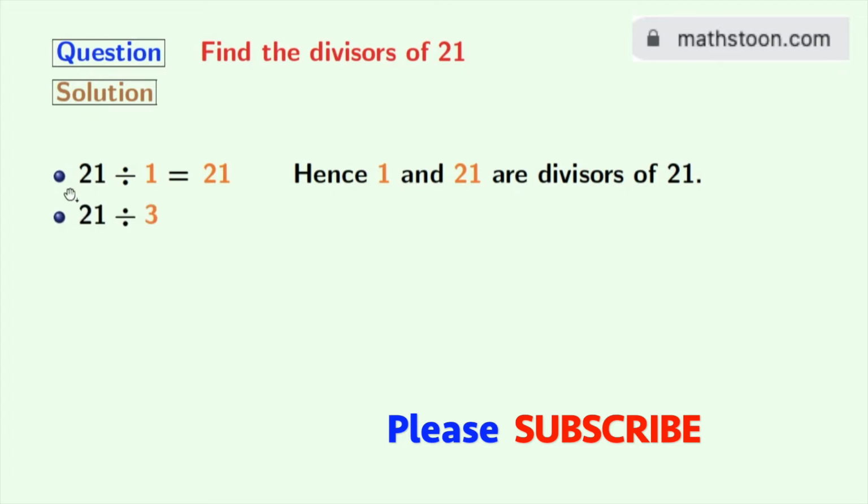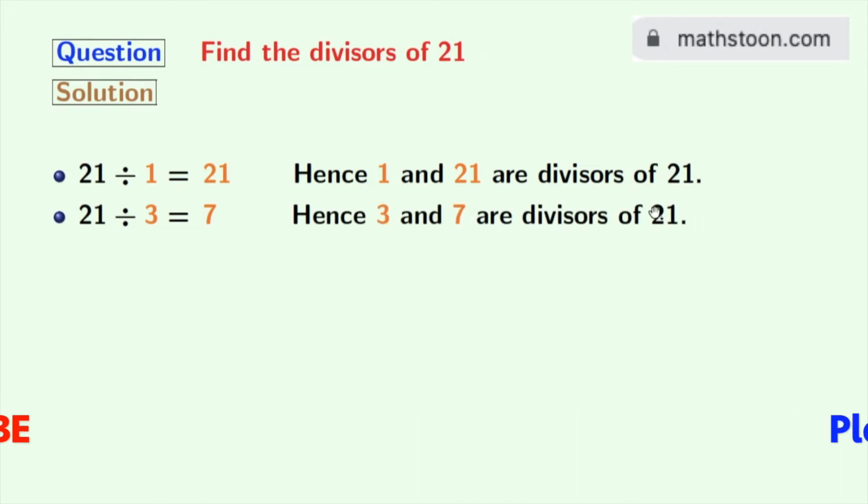21 divided by 3 is equal to 7. So we get 3 and 7 as the divisors of 21. Now look that there is no number between 3 and 7 which can divide 21. So we will stop right now.